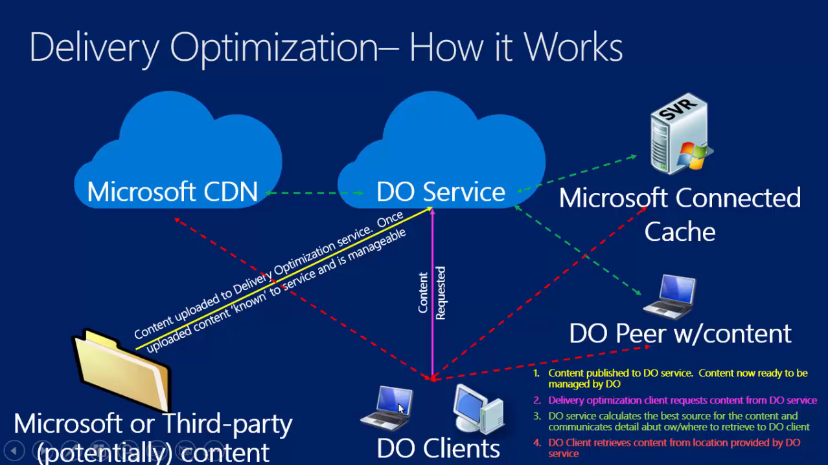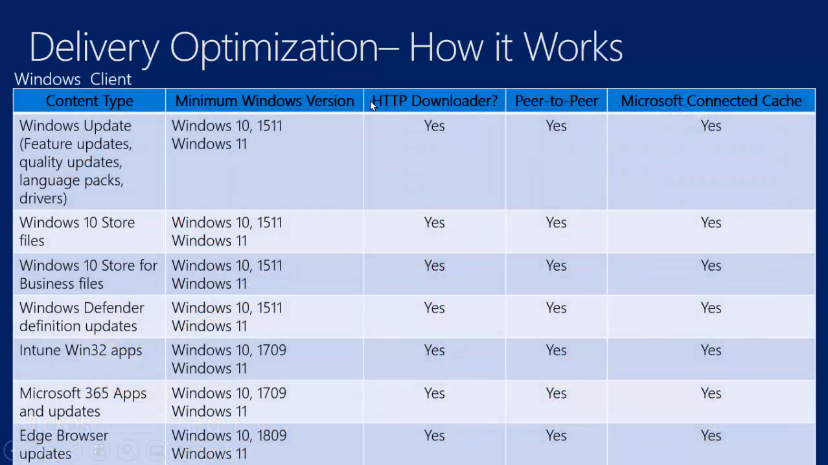Well, maybe a little bit later, this client asks for it. And now the delivery optimization service says, oh, I know what that is. I just saw a client ask for that. I directed them over here maybe. But now I know that this client is in progress of downloading, so you can go get the first part of that range locally from this client. And then for the rest of it, go over to the Microsoft CDN and get it, or go over to your connected cache and get it. And that's kind of how it works. The delivery optimization service is the glue, the brain, if you will, that holds that all together.